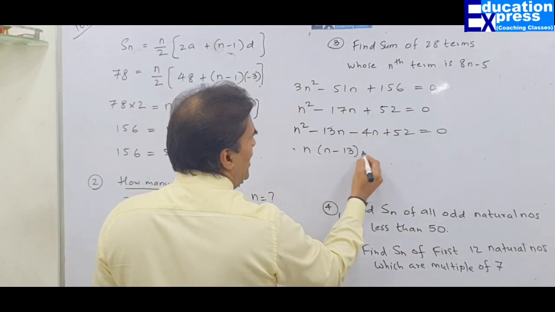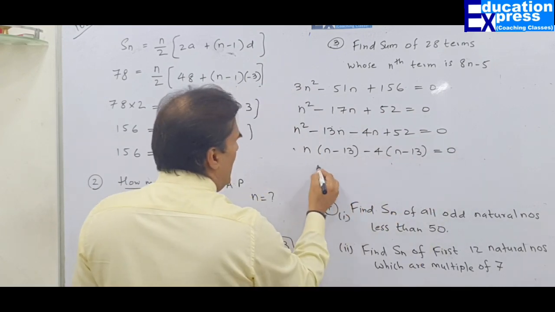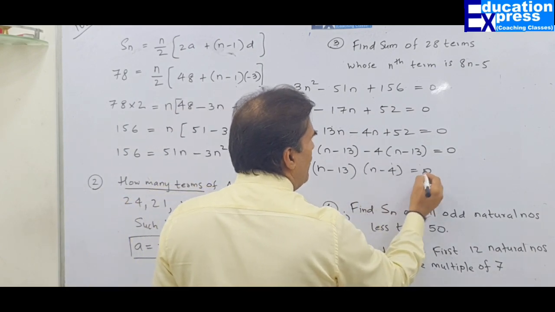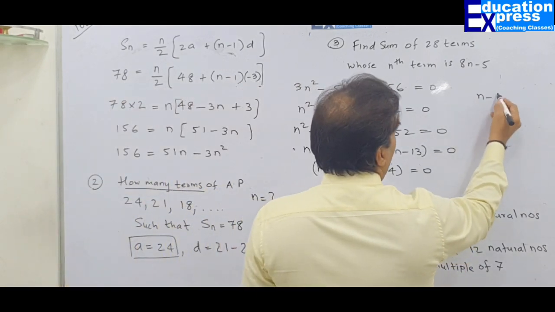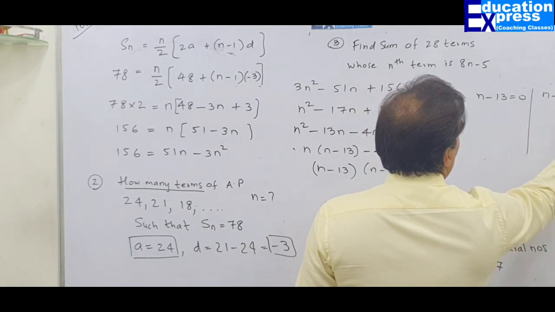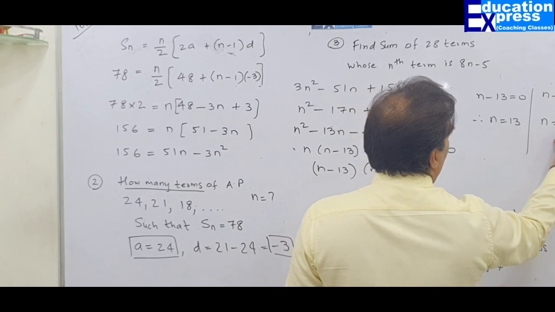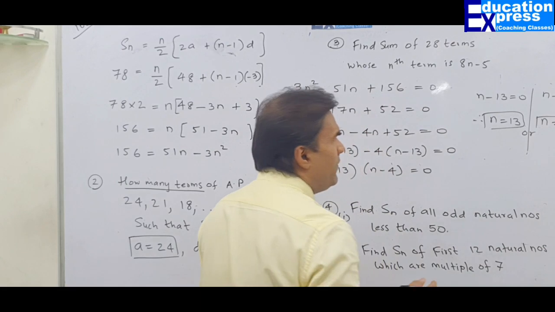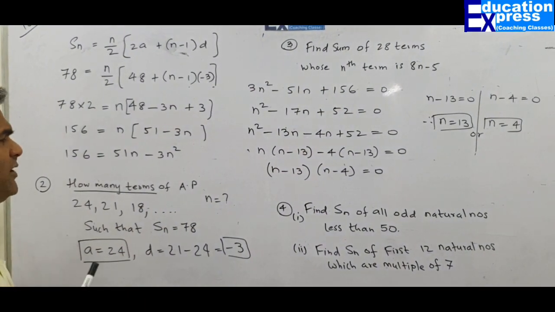n into n minus 13 minus 4 into n minus 13 equals to 0. This is the factorization formula for your quadratic equation. So n minus 13 equals to 0 or n minus 4 equals to 0. Therefore n equals to 13 or n equals to 4. Both the answers are acceptable. How many terms? It could be either 4 terms or else it could be 13 terms.